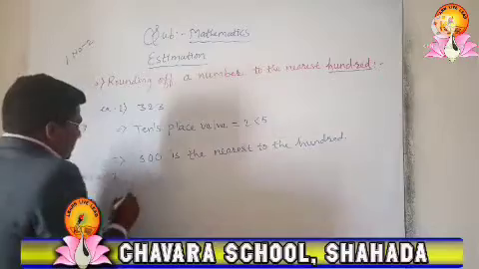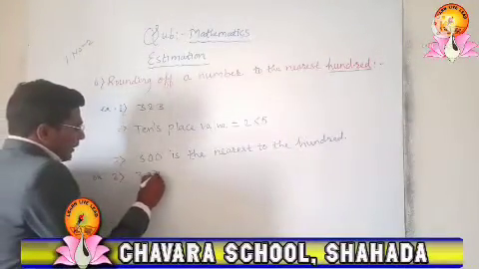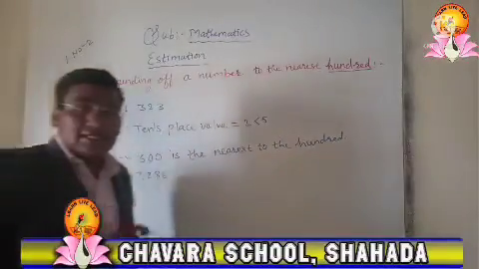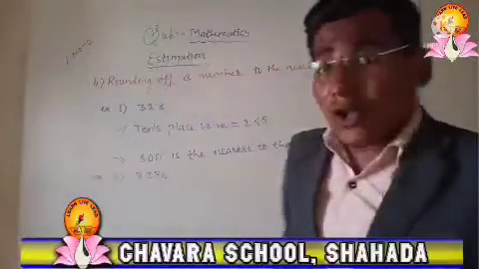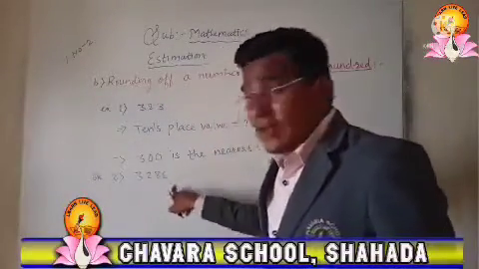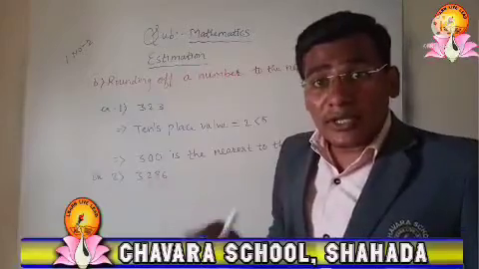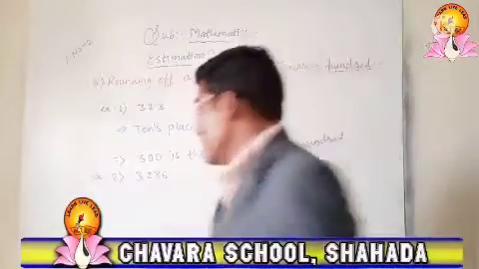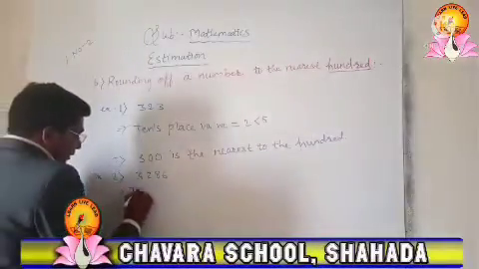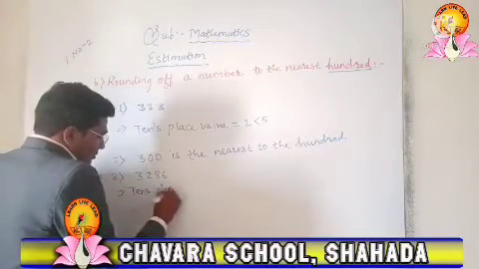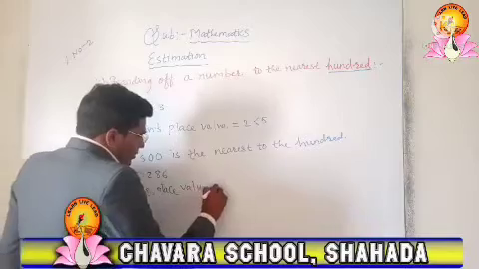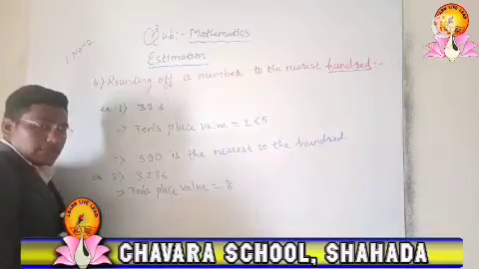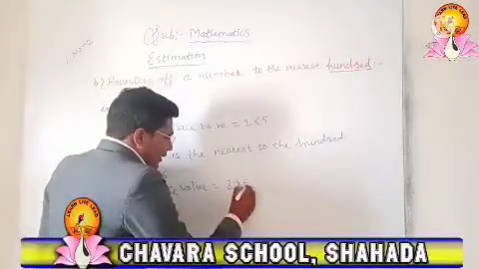Example number 2. Suppose we have the value 3286. Now we have to round this 3286 to the nearest 100. As per the rule, if you are rounding a number to the nearest 100, first of all we have to see the 10's place value. The 10's place value is equal to 8. You know this very well. So 8 is greater than 5.